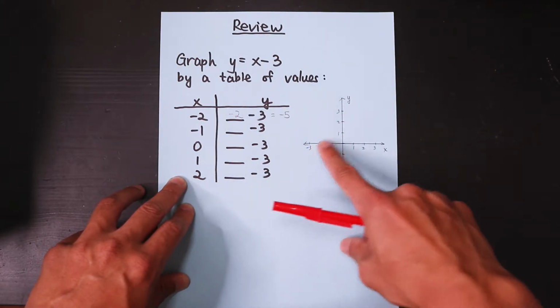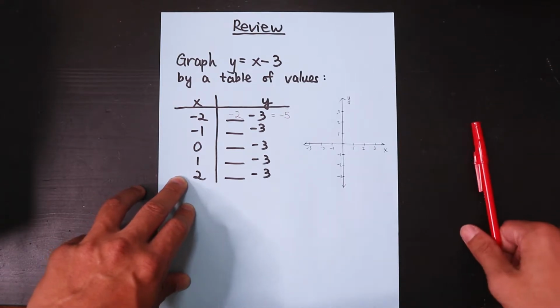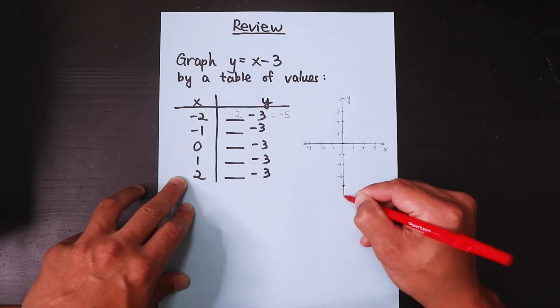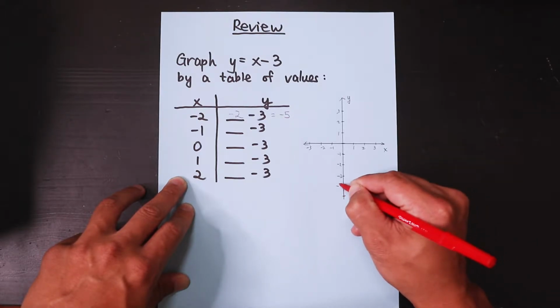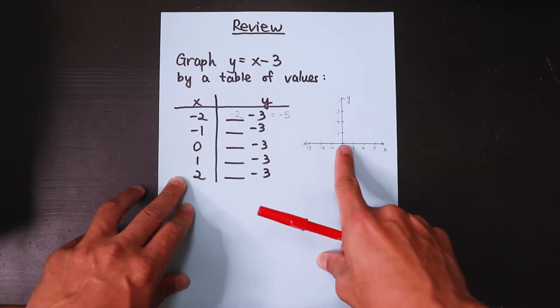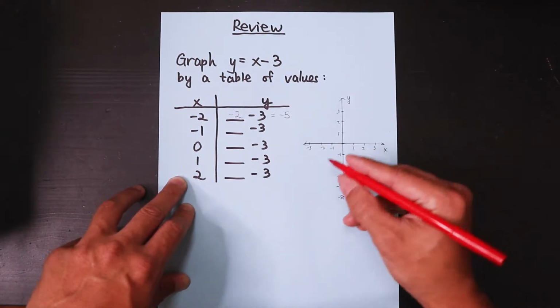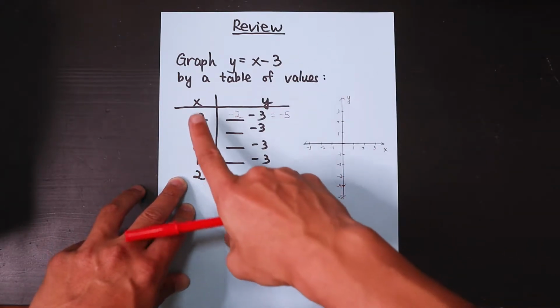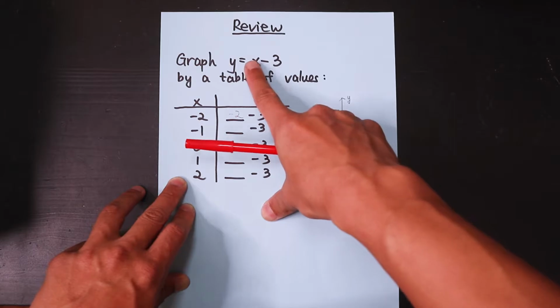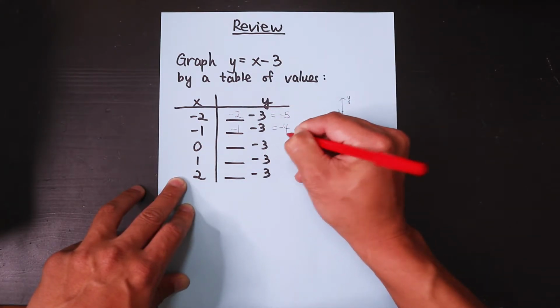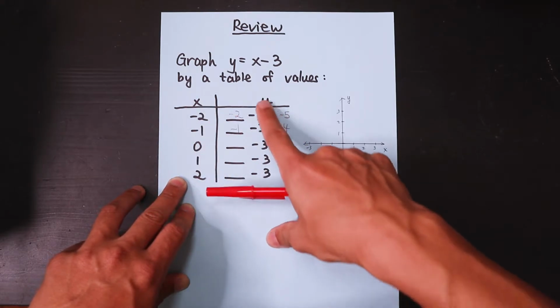So -2 comma -5 is somewhere down there, and my graph does not really have an extended y-axis, so I'm going to extend it to -4, -5 here. So to plot -2, -5, I start from the origin, I go to the left 2 and down 5, and then this is my point. Next, when x is -1, I'm going to replace this x value with -1. So -1 minus 3 is -4. So when x is -1, y is -4.